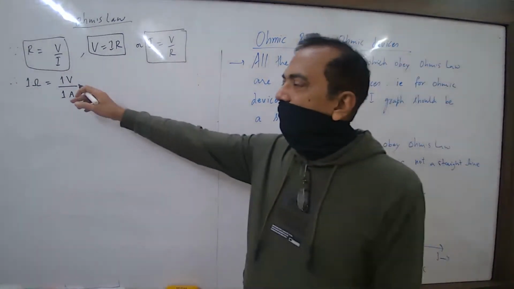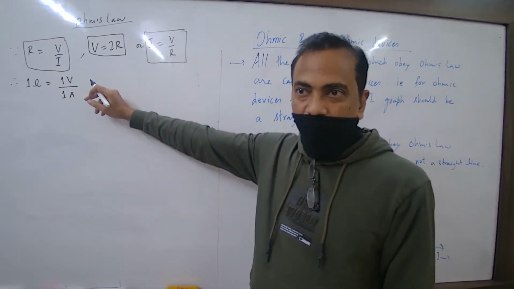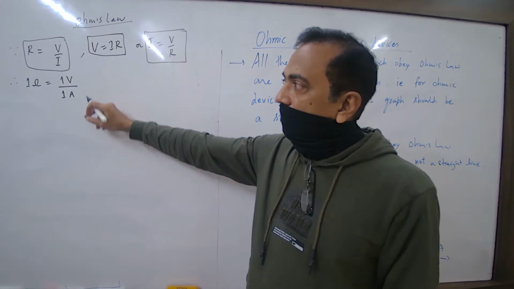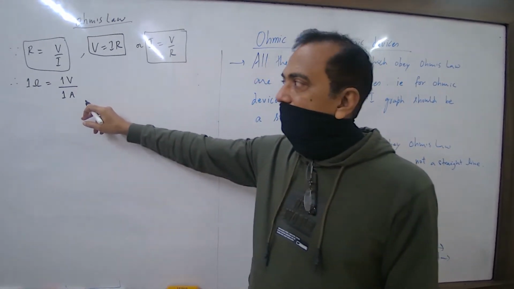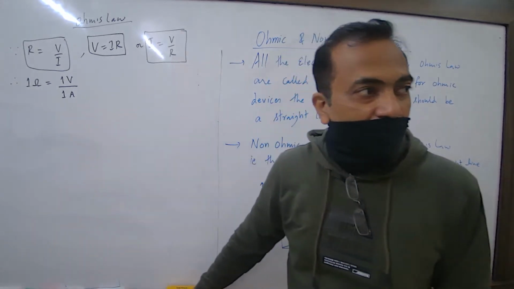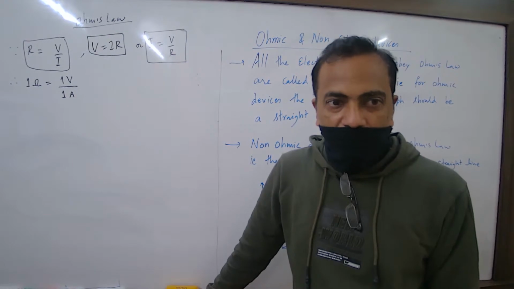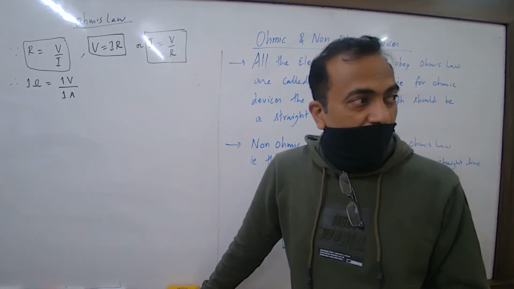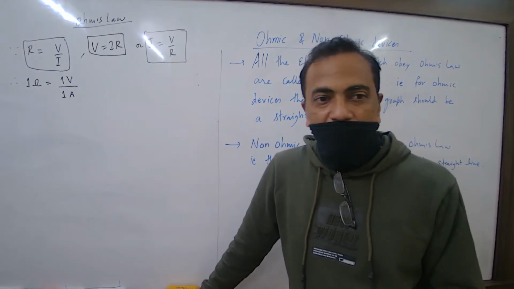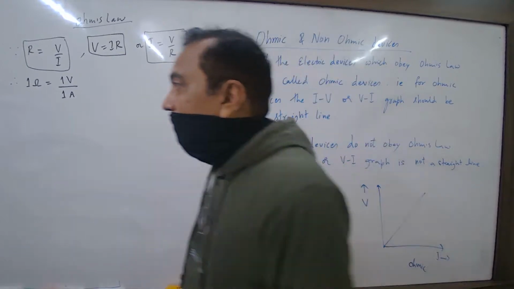So when a potential difference of 1 volt is applied across the load or resistance, leading to a current of 1 ampere through it, then we say the resistance of the conductor is 1 ohm. If the resistance of the conductor is 1 ohm, then when 1 volt is applied across it, a current of 1 ampere will flow.